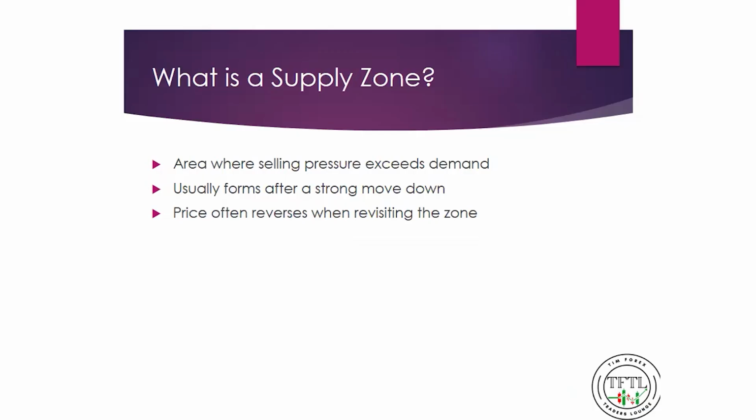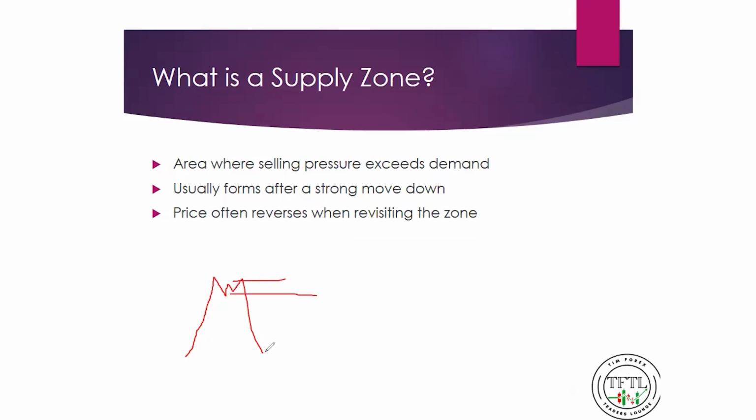Okay. So a supply zone is an area where selling pressure exceeds demand and usually forms after a strong move down. So I'm just going to scribble here. You find that the price was pushing up, then it reaches a point, and then it pushes on the downside. This level here, before the strong move on the downside, is what we are calling a supply zone.